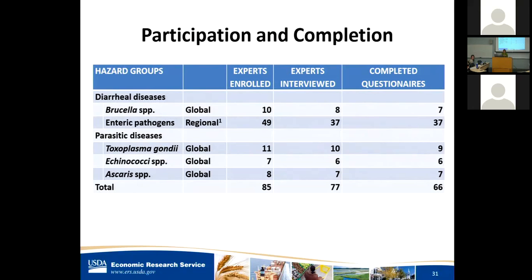Just a quick question. Of the experts enrolled by WHO, what was the universe that was offered to WHO to choose from? So that's where I was talking about the identification of experts. It was the universe of people that were identified through that iterative peer nomination process. So I'm just wondering, for brucella, for example, did you offer up to WHO 20 names and they chose 10?